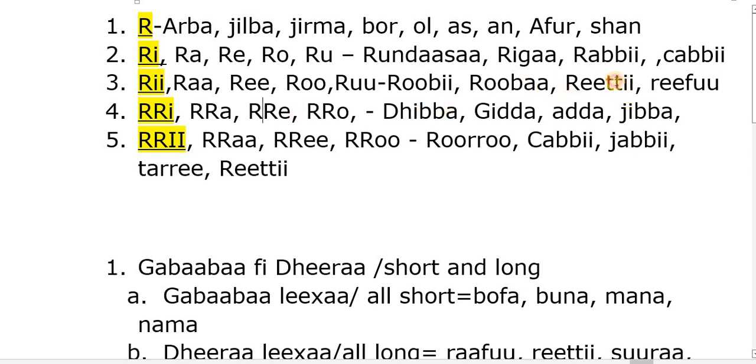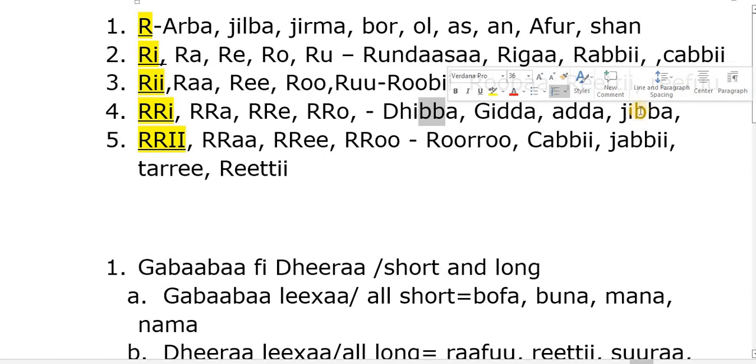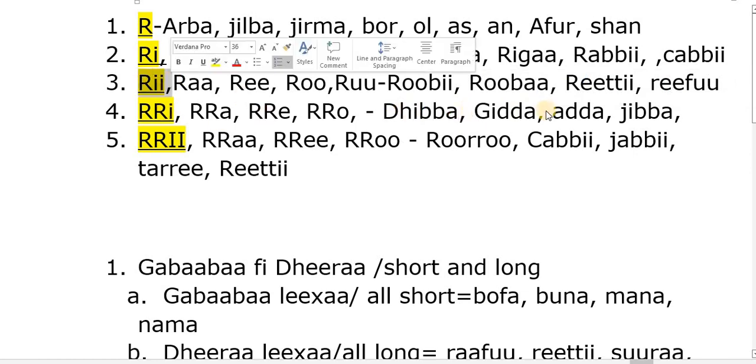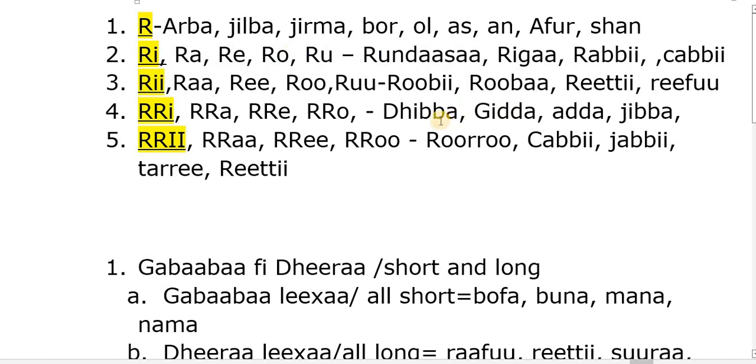As you can see, we have T here. We have B here as well. So Ibba, you can see that means 100. Ibba, Gidda, that's the name of a country. Adda, Jibba. So these are deep or strong sounds when we say, but they are also short, not long like this. They are short. We don't stay on that ibba. We just finish.